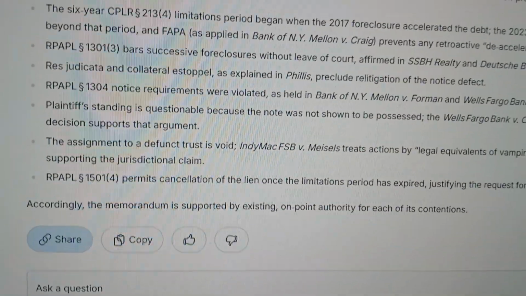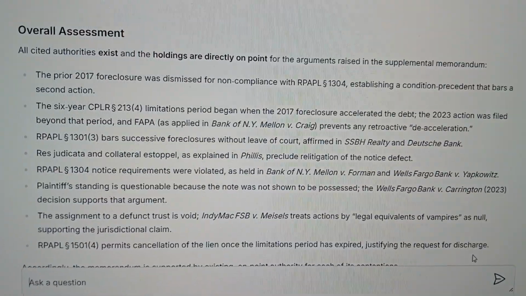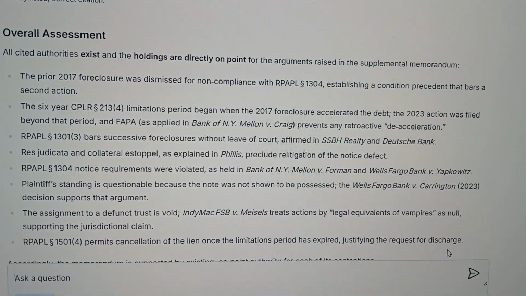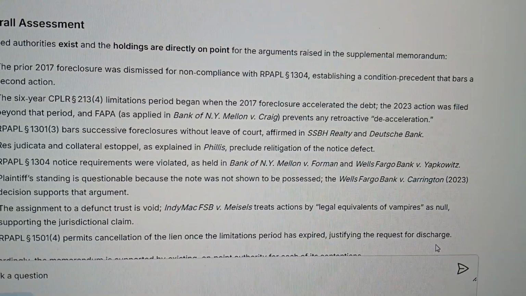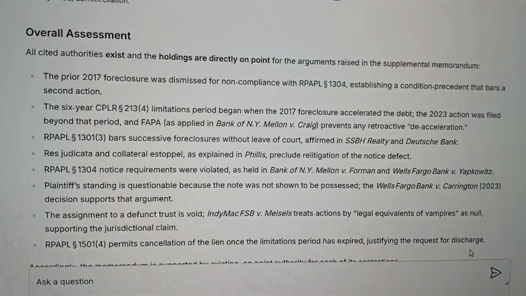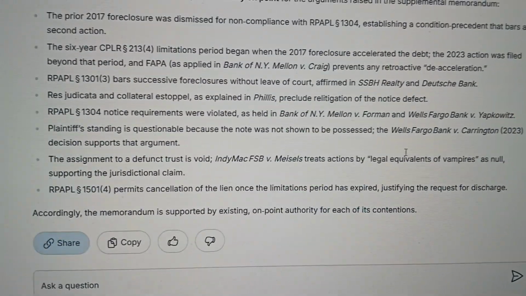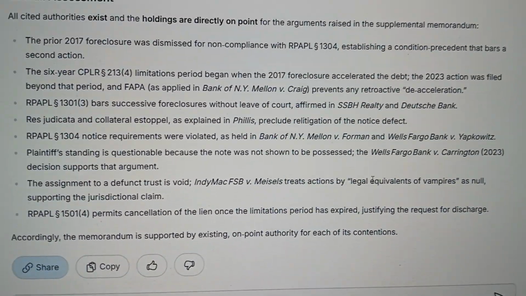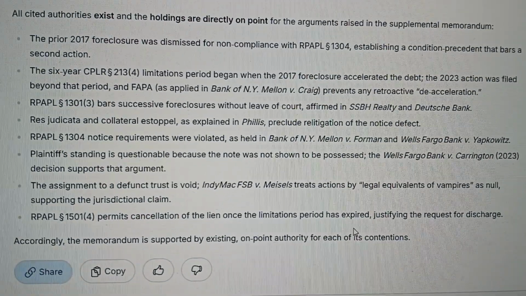And then at the end, it will give you an overall assessment on your cases. All cited authorities exist, and the holdings are directly on point for the arguments raised in the supplemental memorandum. So you can see it's a way of double checking your stuff to make sure you don't get dinged by the judge or the other side. It's really important, guys, that your case law is on point and it exists, and that you're correctly citing it in your stuff.